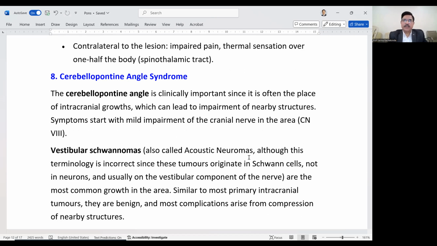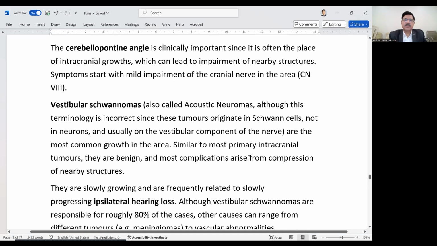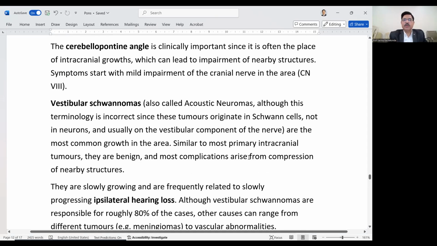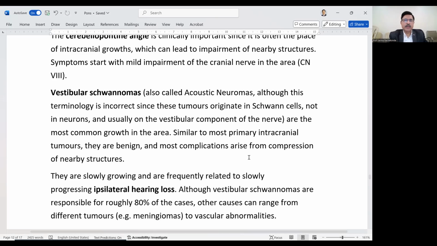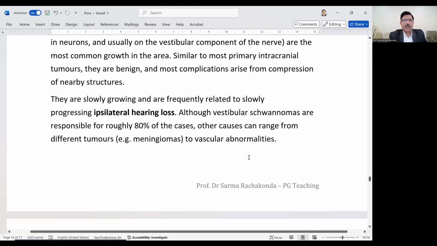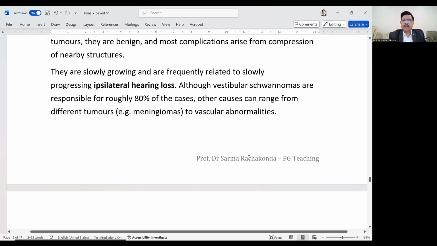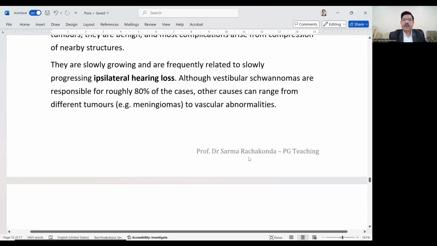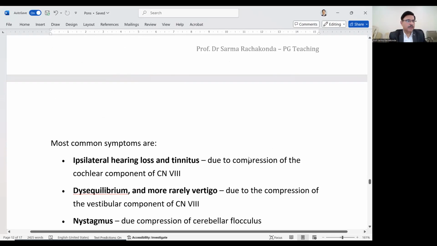It is not intracerebral, but there is an extraneous pressure. The commonest cause is a schwannoma, a schwannoma of the vestibular nerve. They are frequently very slowly growing tumors. Ipsilateral hearing loss because of the involvement of the vestibulocochlear nerve; vestibular schwannomas account for 80% of the cases, and sometimes meningiomas also may be there.